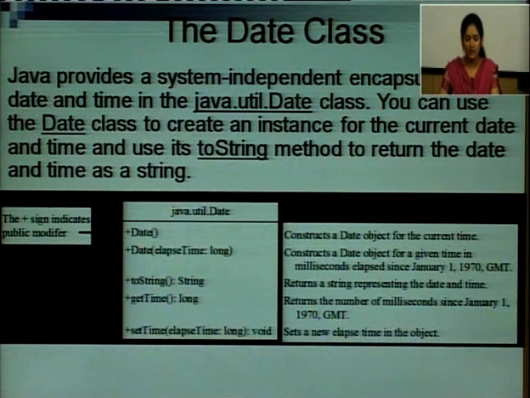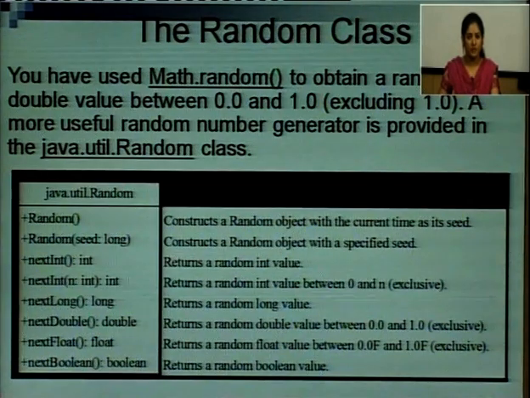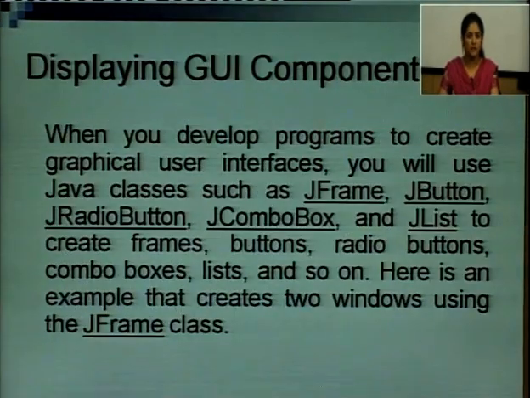The next method is toString(), which returns a string representing the date and time. The next method is getTime(). It will return the number of milliseconds since January 1, 1970. Next method is setTime(). It will set a new elapsed time in the object. So these are the Date class methods.